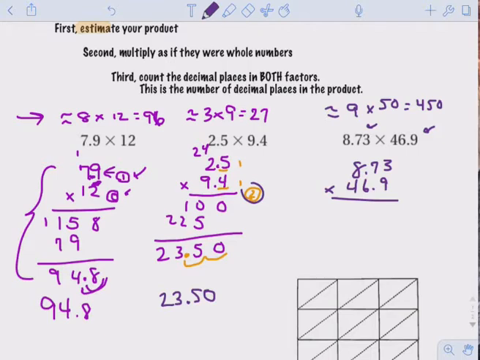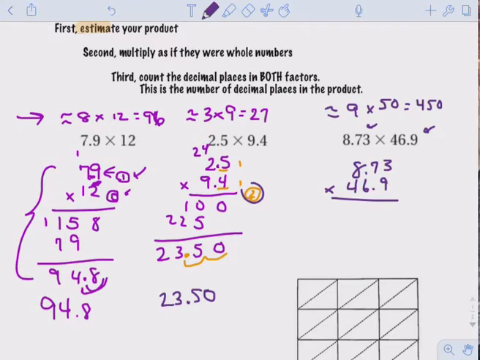Yeah, if you line up the decimal point, that means you have more decimal places to count, and it just makes more work for yourself. So trust me when I tell you, don't line up the decimal place when you're multiplying two decimals. You need to line up the decimal point when you're adding and subtracting.